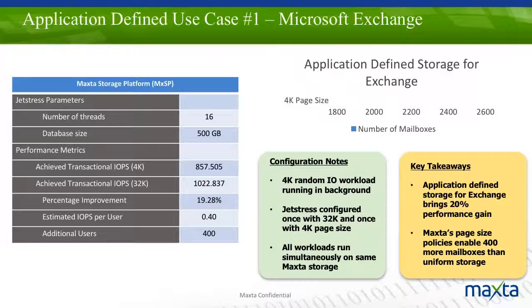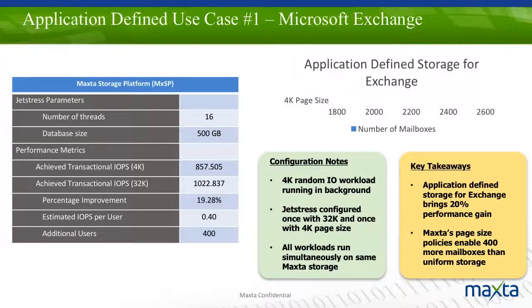So the first test that we ran was simulating an Exchange environment with a 4K page size. The I/O we achieved with the 4K page size was about 857 I/Os per second. Specifically for this test, and this is a fairly small cluster, so not a super heavy performance-based cluster. But we ran this test again with a 32K page size, which matched more closely the allocated block size of the disk underneath, and we saw around a 20% improvement, around that 1022.